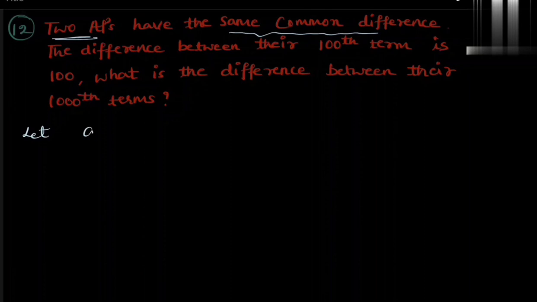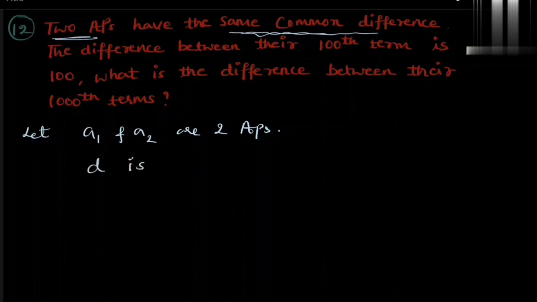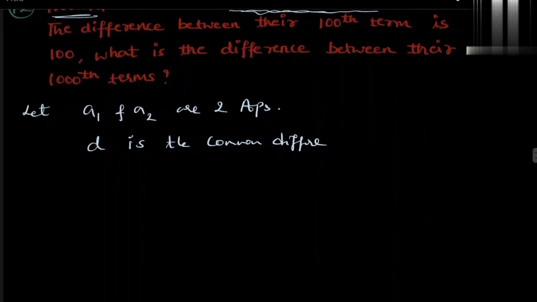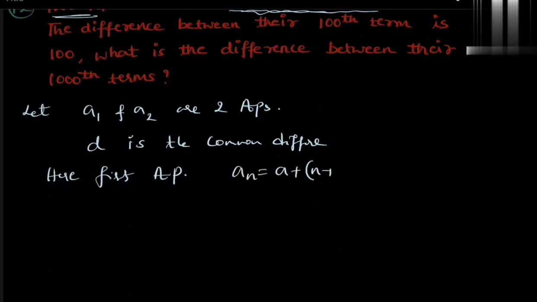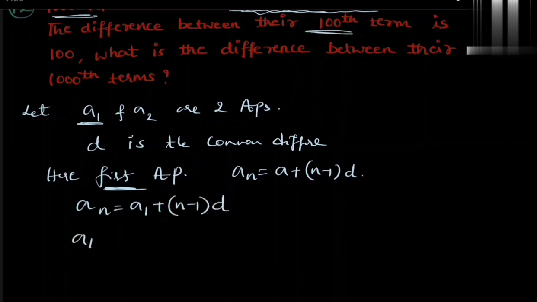Therefore let us assume that A1 and A2 are the two APs. So here they have the same common difference, assuming D is the common difference. Here for the first AP, we know that the nth term of an AP, that is an, is equal to a plus n minus 1 into d, right? So for the first AP, that is for A1, an is equal to A1 plus n minus 1 into D. For the 100th term, it can be written as A100.